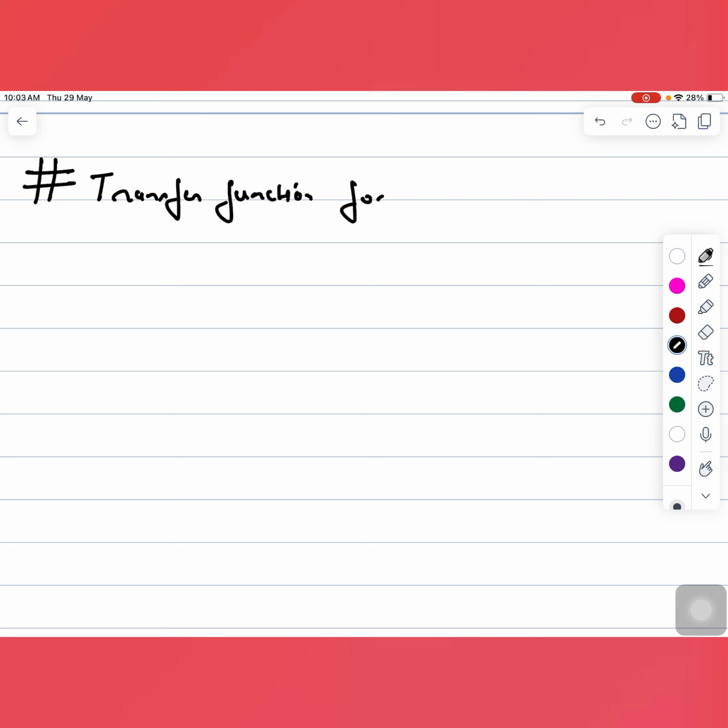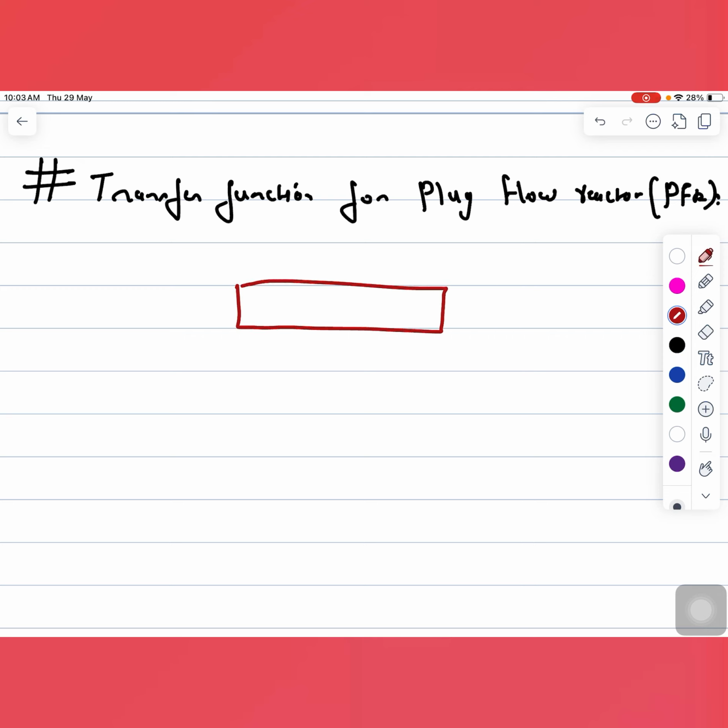transfer function for the plug flow reactor. So here in a plug flow reactor, what we see is the concentration varies along the length of the plug flow reactor, something like that. Okay, so let's say this one is the plug flow reactor, so the reactant will come in here and it will be coming out here, right? So here if the inlet concentration is Ca naught, and the concentration at the exit is Ca, then this particular point will be Z equals 0, and this is Z equals L, right?